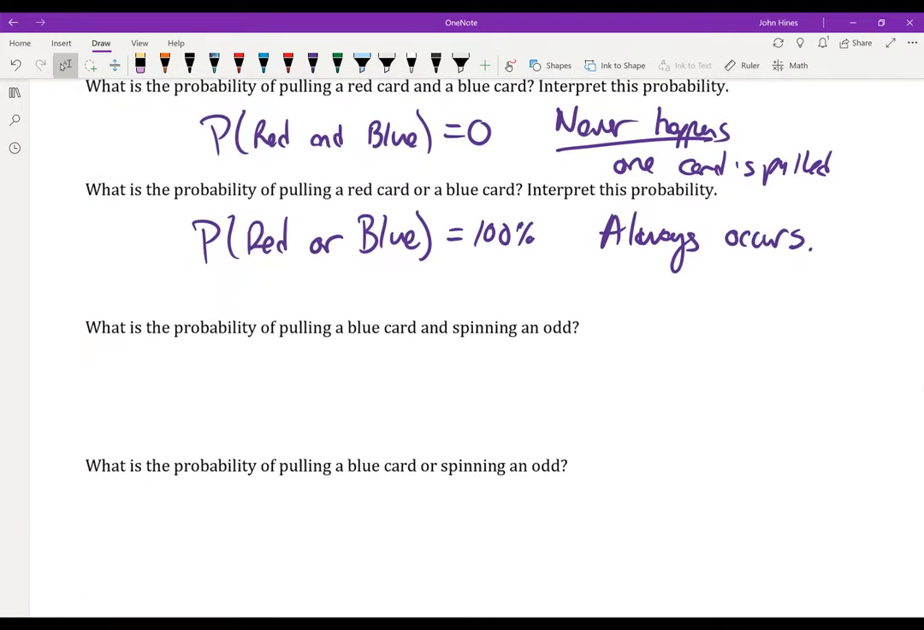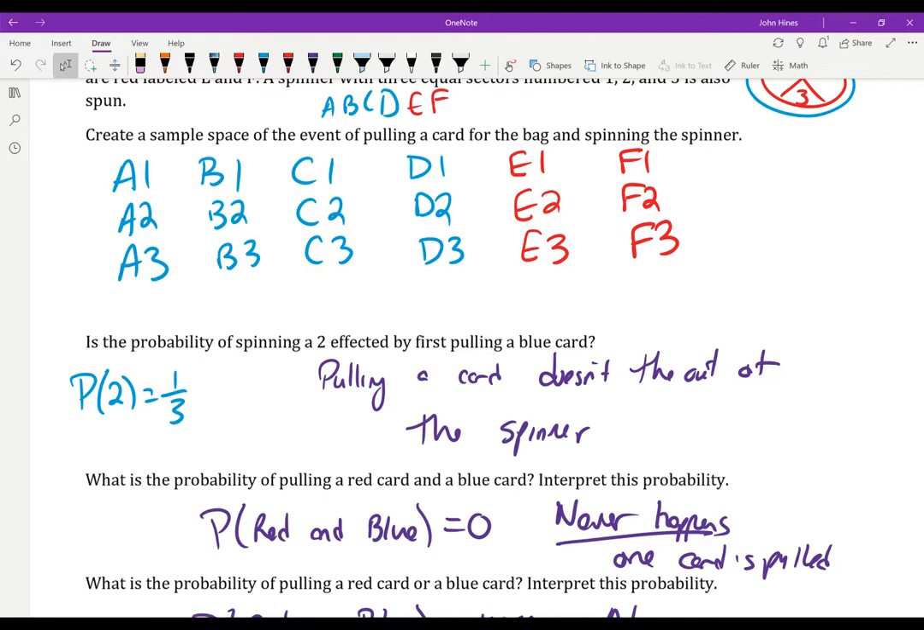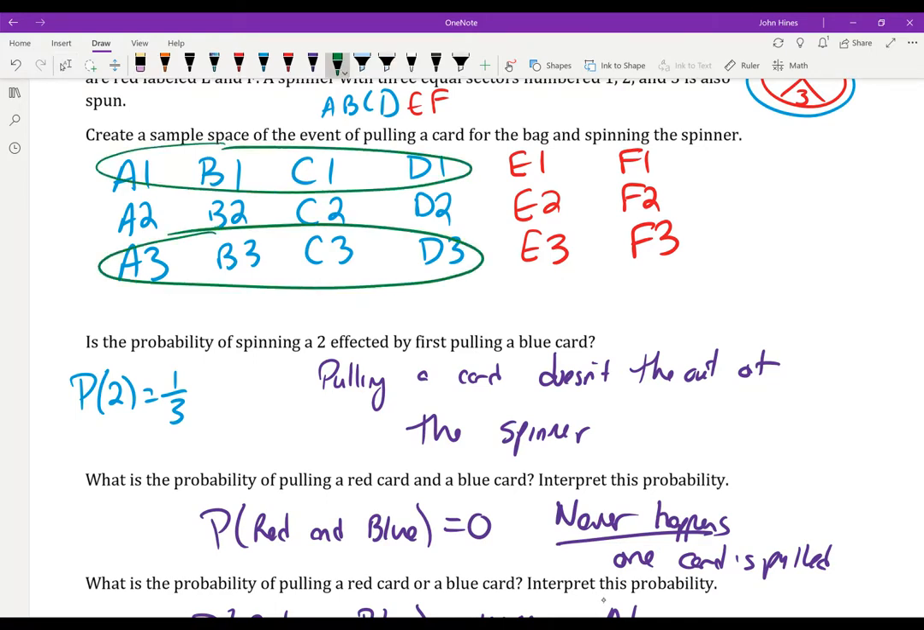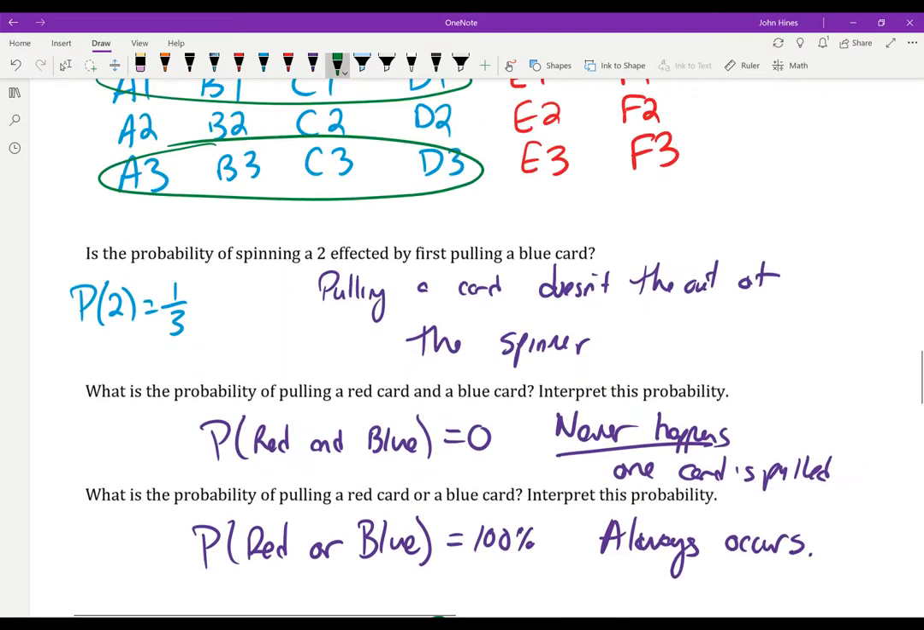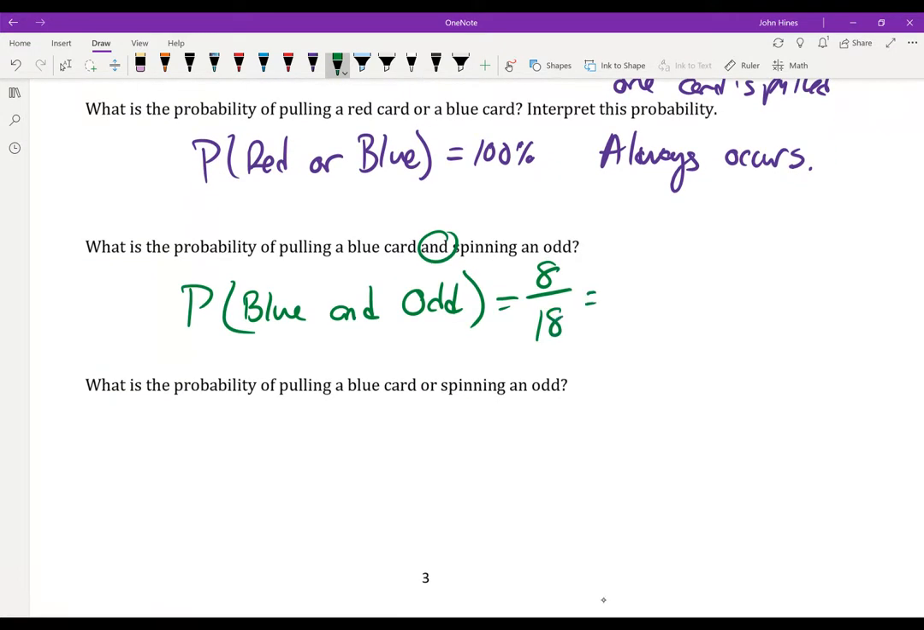I got two probabilities here. What is the probability of pulling a blue, and is the connector there, and an odd? So I need blue and odd. So I'm only looking at the blue ones, and I need odd. Odd numbers, odd numbers. 1, 2, 3, 4, 5, 6, 7, 8. Out of how many possible outcomes were there? There's 18 possible outcomes. So this probability is 4/9, a little less than half. This happens less than half the time. It's pretty close to half, but less than half the time.